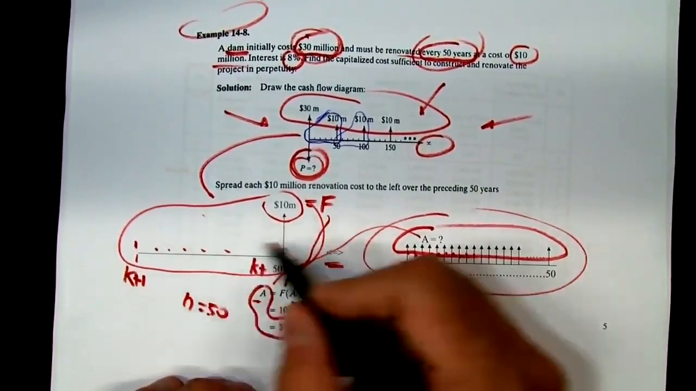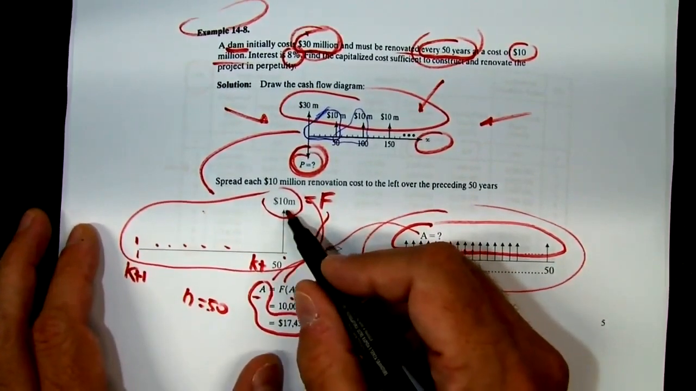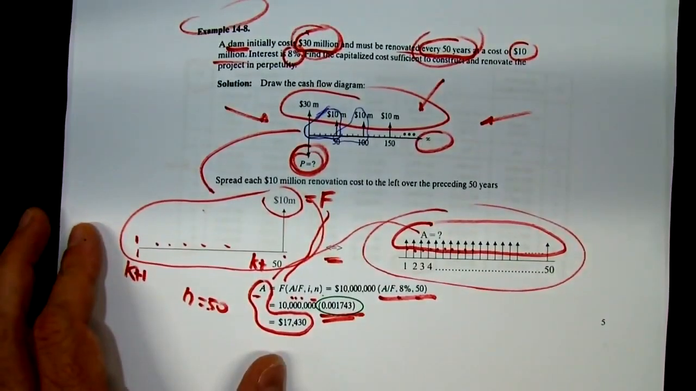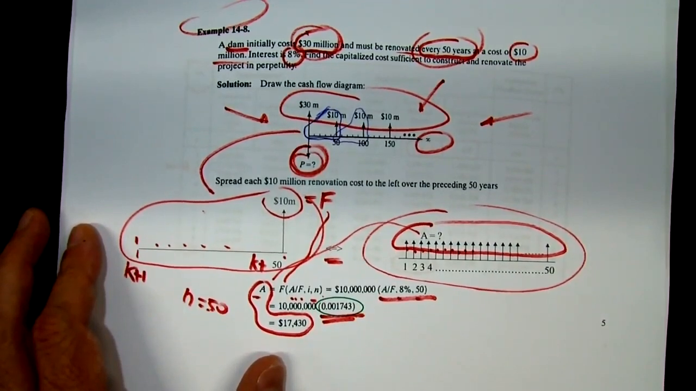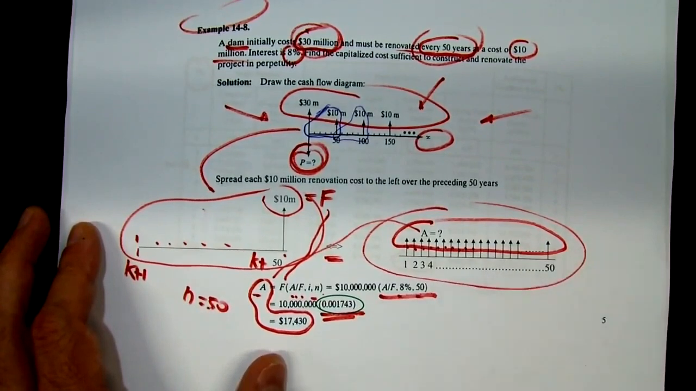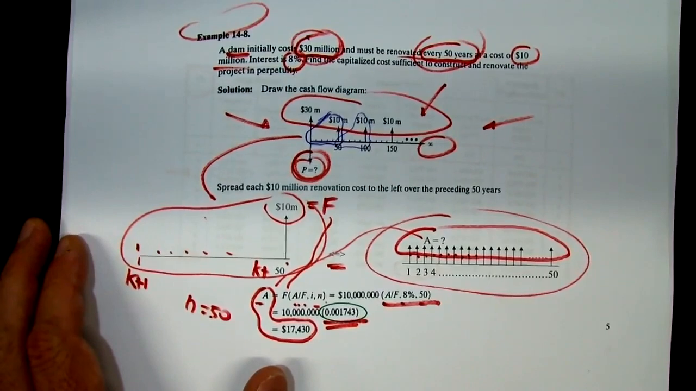So what we have found so far is that an amount of $10 million withdrawn at year K plus 50, given the interest rate that we are guaranteed by the bank, is economically equivalent to a series of uniform transactions that goes from 1 to 50. Okay, are you guys with me so far?